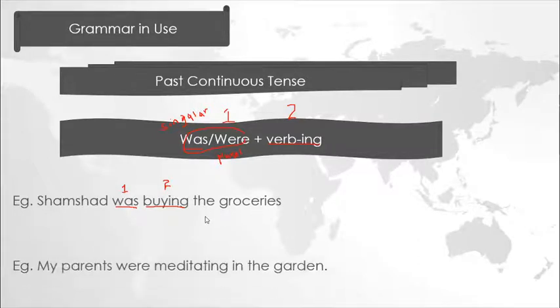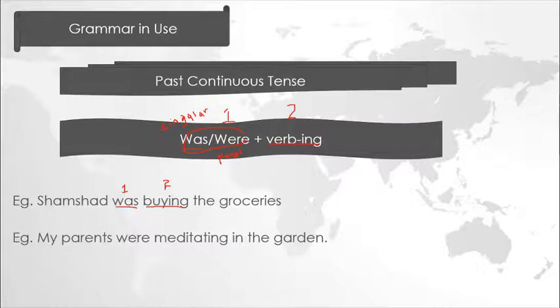Let's see another example. My parents were meditating in the garden. My parents is a singular one or a plural one? It's with an S, so it's a plural one. With plural, we said we use were. So we have used the word were. And meditating, you can also say praying. Praying lonely, or praying to God, being peaceful and calm. So my parents were meditating.